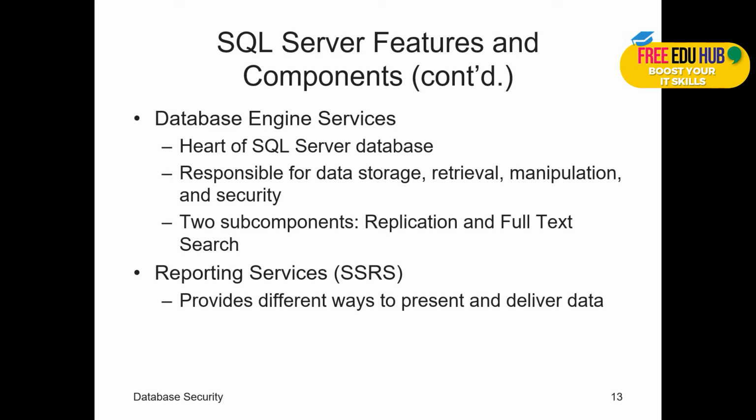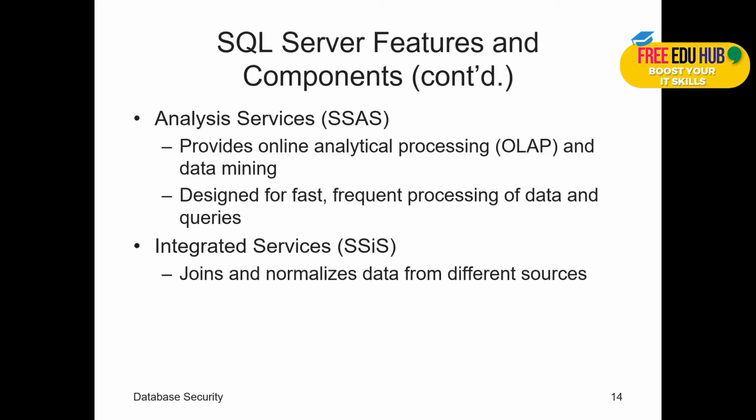Replication and full text searches, and then reporting services, provide different ways to represent and to deliver the data, because there is some data which is required across different applications. How it would be sent is very important. Analysis services provide analytical services, for example, online analytical processing and data mining, which is quite common these days.